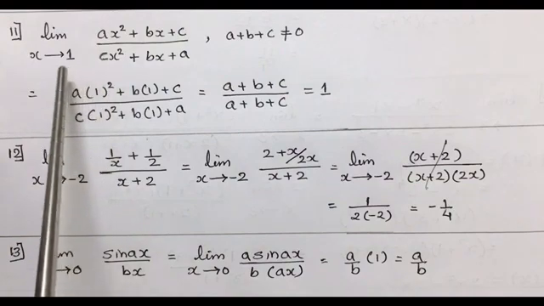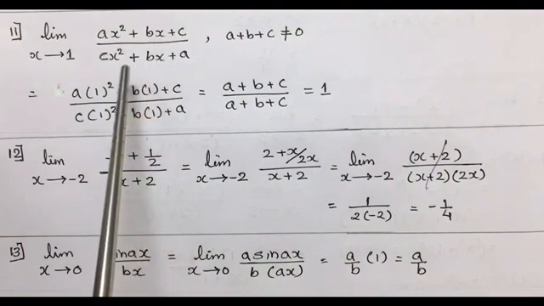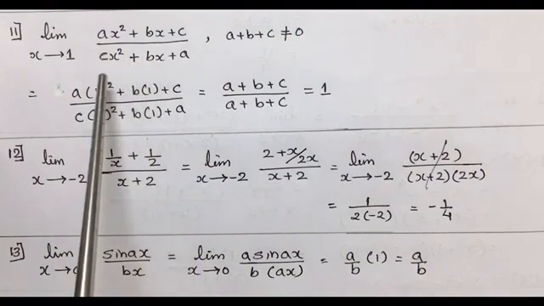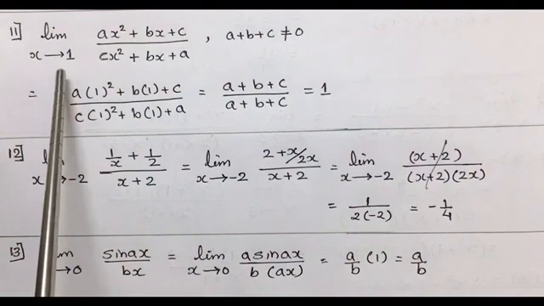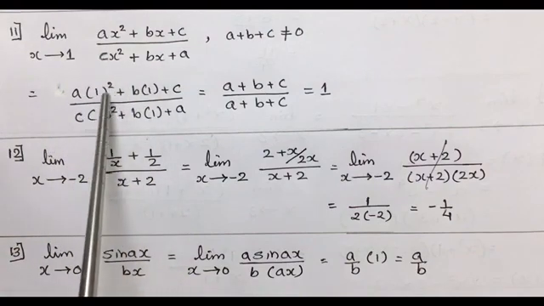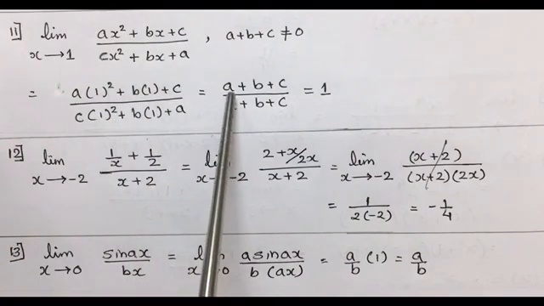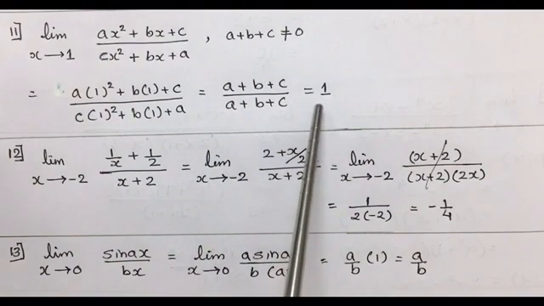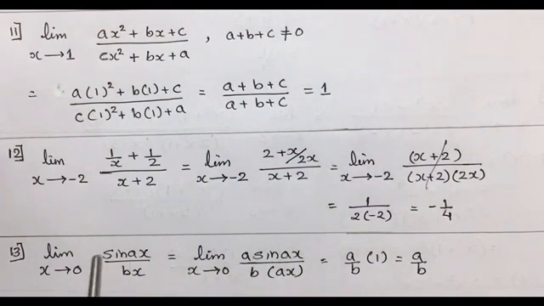Now here, keeping directly the value of x as 1 will not give us 0 upon 0. So, in this example, directly x is being kept as 1. Calculating it, we get a plus b plus c divided by a plus b plus c, and the answer is 1.